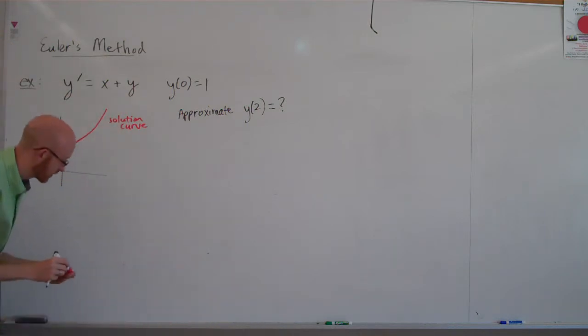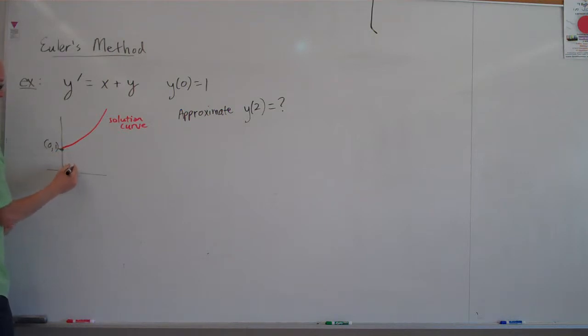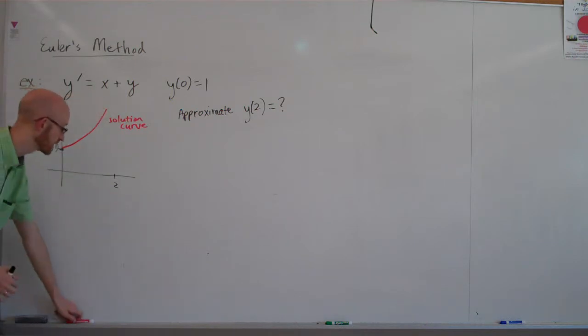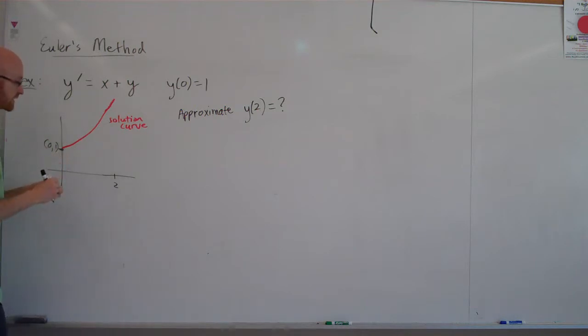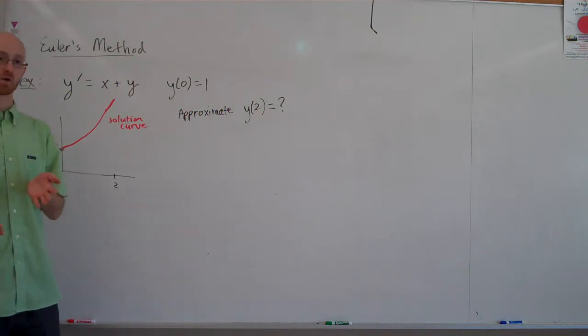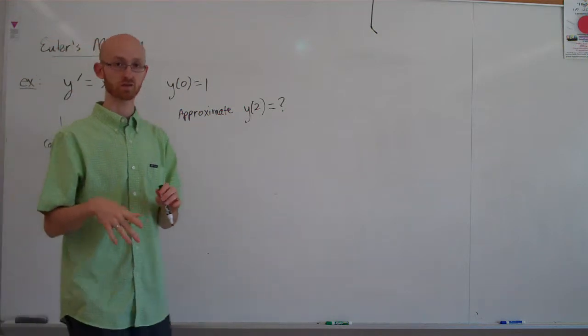Okay. So when we start at (0, 1), let's say that 2 is somewhere out here. And again, we don't actually know where this point is for when x equals 2. That's what we're trying to find, since this is the solution curve, but we don't know it's there. So we start at (0, 1), and we want to move over with the correct trajectory, if you will.